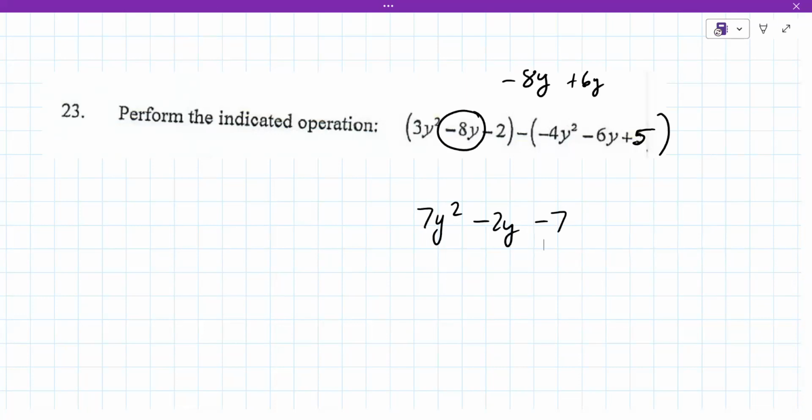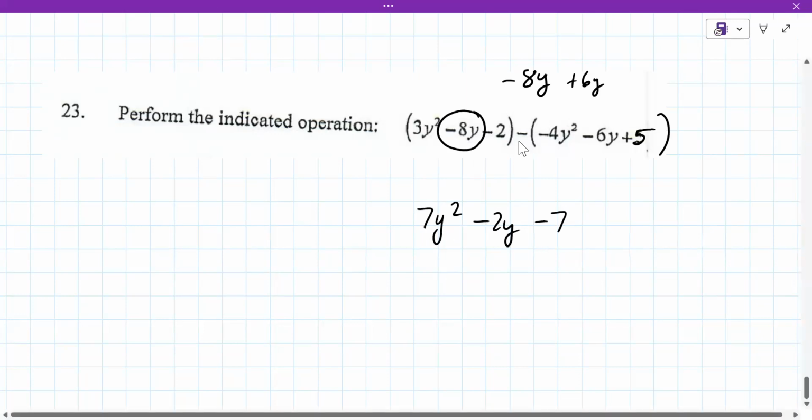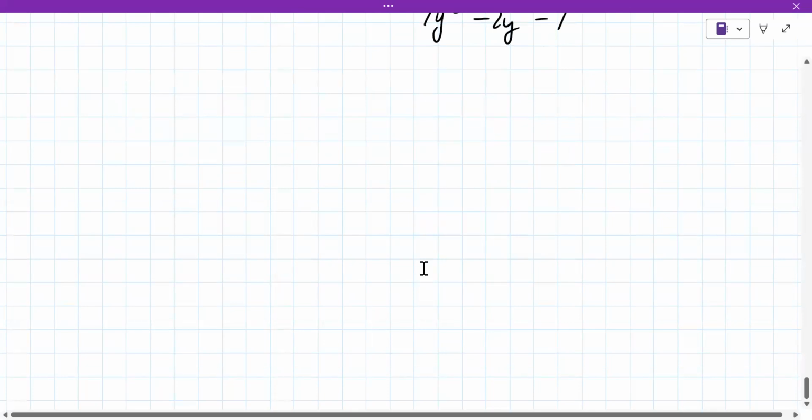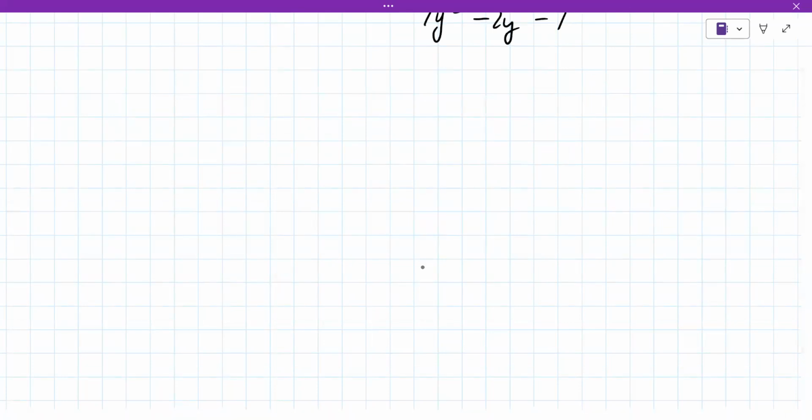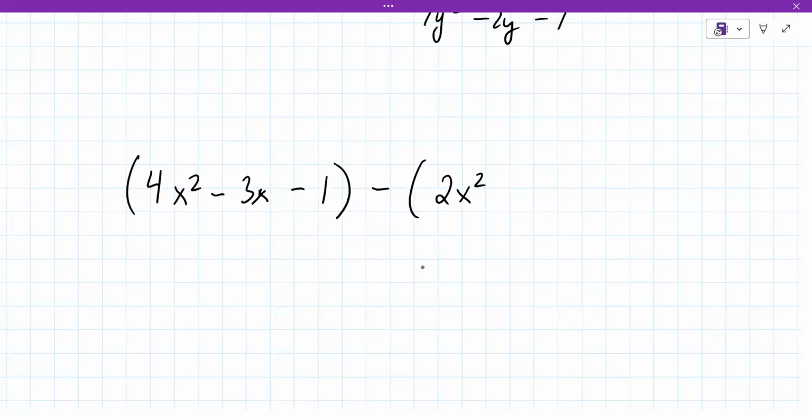Let's try another one here. I'm still just sensing this whole distributing the negative thing. We got to write them all out. Got to get that down here. So let's go 4x squared minus 3x minus 1, minus, let's go, 2x squared minus 5x minus 7. Can you try that one for us, please?